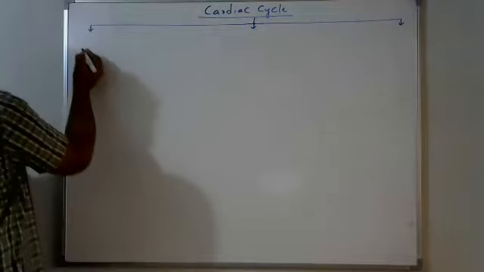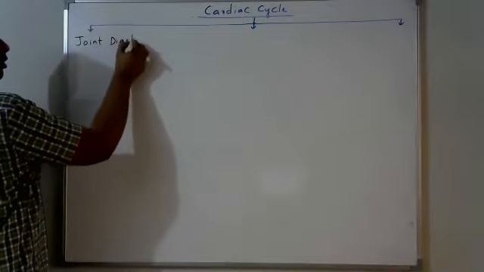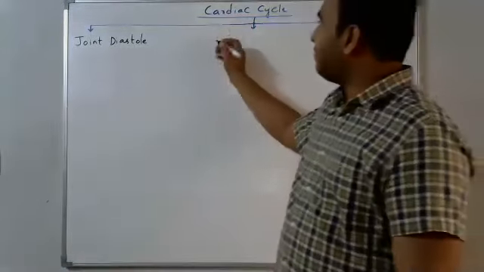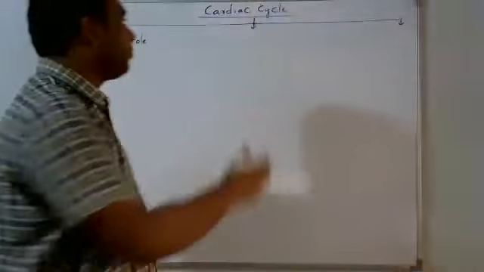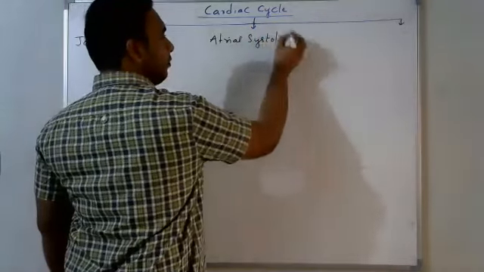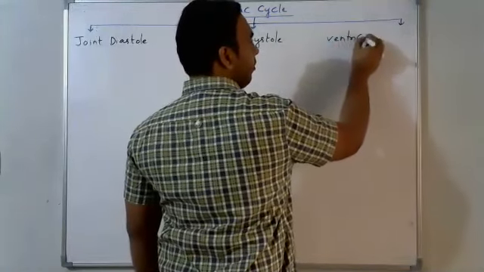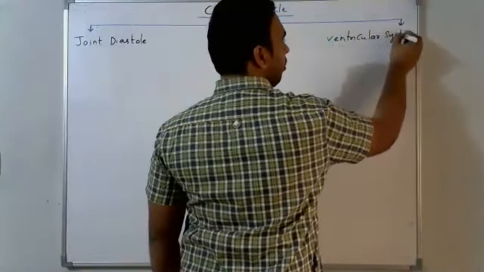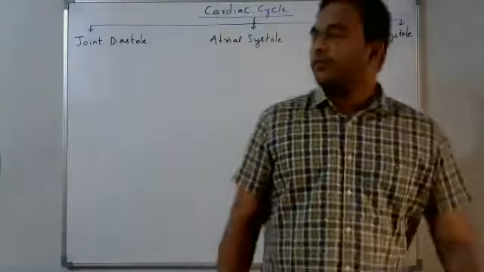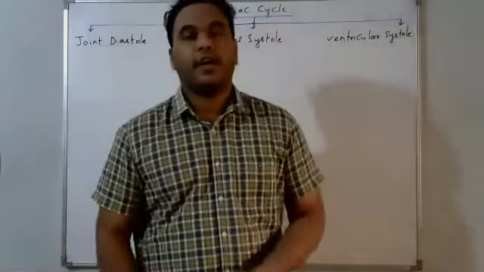The first step is joint diastole, the second step is atrial systole, and the third step is ventricular systole. So there are three steps: first, joint diastole; second, atrial systole; and third, ventricular systole.